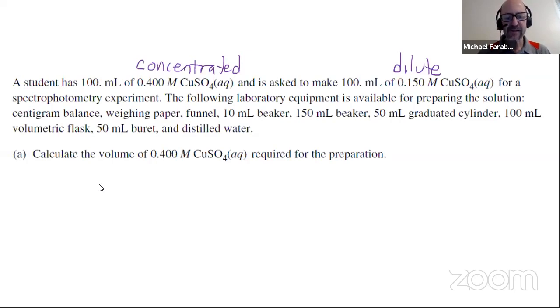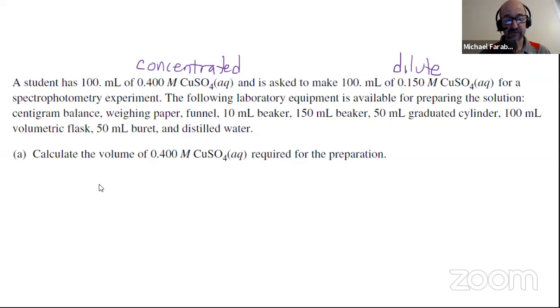Now it says that the following laboratory equipment is available, and they list a centigram balance, just an electronic balance, weighing paper, which is just simply to transfer the solid to something you can actually put it on and then eventually transfer it from the weighing paper to the container. We have a funnel, and then we have various beakers. We have a graduated cylinder, volumetric flask, burette, and distilled water. I don't need to worry about the equipment for part A. I just have to do the math.